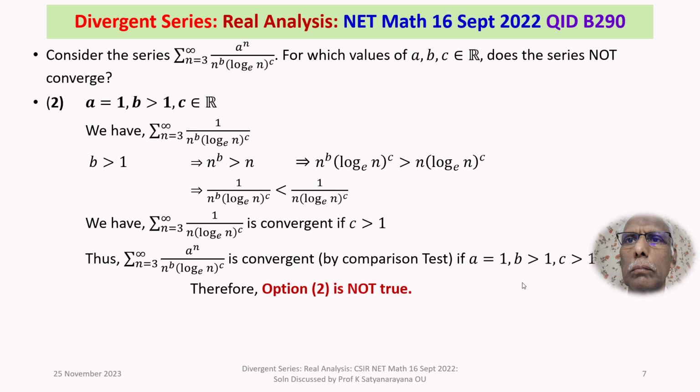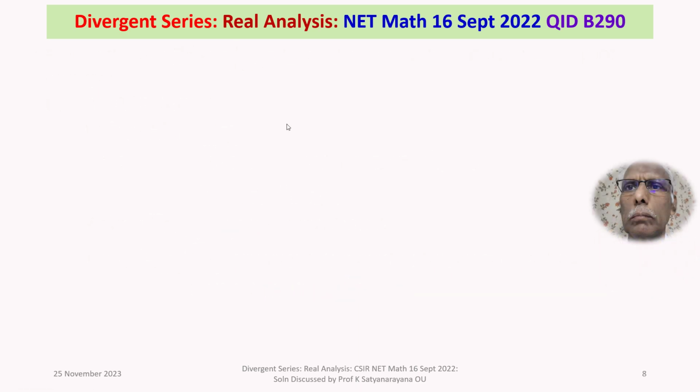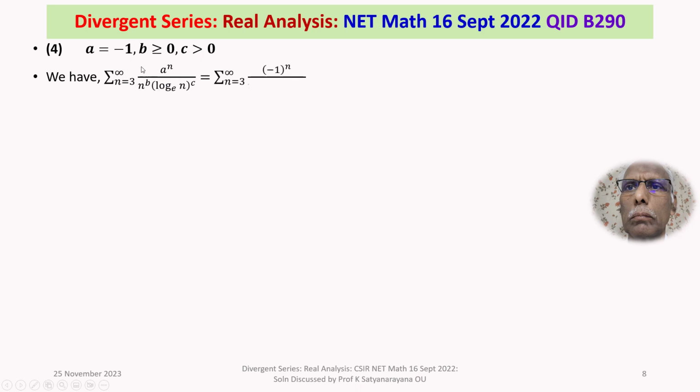Agreed. Let's get into option 4. Option 4: a is equal to -1, b greater than or equal to 0, c greater than 0. So we have the given series. A is -1, so it will be sigma n = 3 to infinity (-1)^n by n^b into (log n)^c. Call it sigma n = 3 to infinity (-1)^n un, an alternating series where un is equal to 1 by n^b (log n)^c.